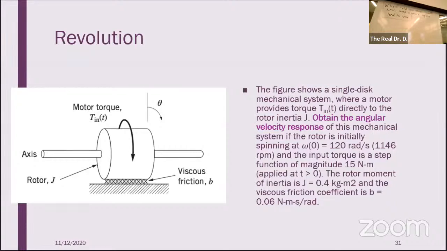I'm not going to run through the whole process for modeling this right now, for the sake of time. We've seen this system before, right? If we want it in terms of, right, this particular system, we want it in terms of the velocity, right? We'll end up with J omega dot plus B omega is equal to T in of t, right? So this is a simple first order system with respect to velocity. Okay.